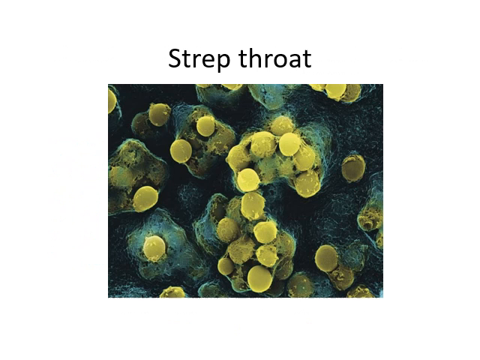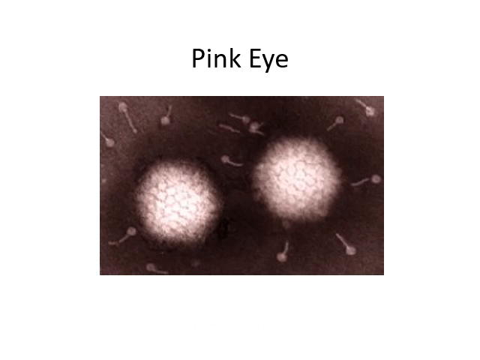Let's have a look. So strep throat, this is what the organisms that cause it look like, and they are actually a bacteria, and that's one of the reasons why when you get strep throat you can take an antibiotic and almost immediately, within half a day or so, it starts to take effect and starts killing those bacteria, because antibiotics are great at killing bacteria.